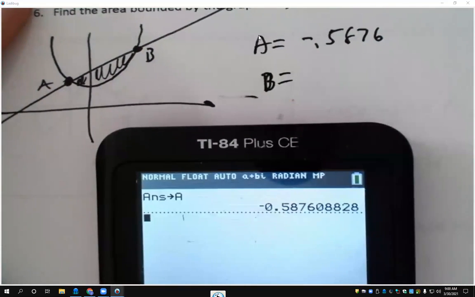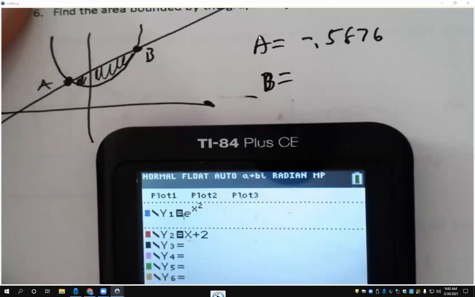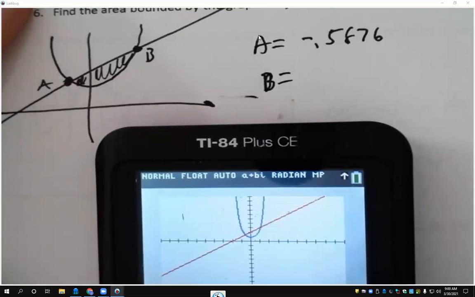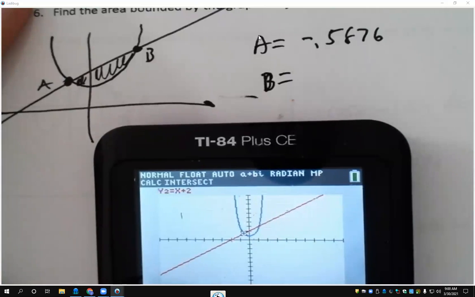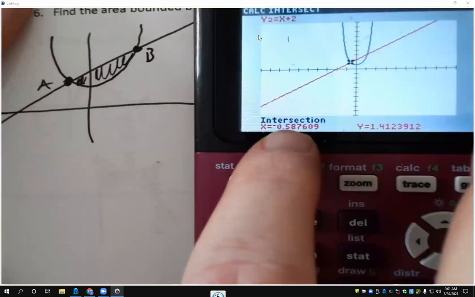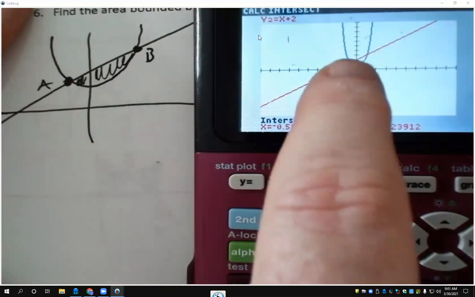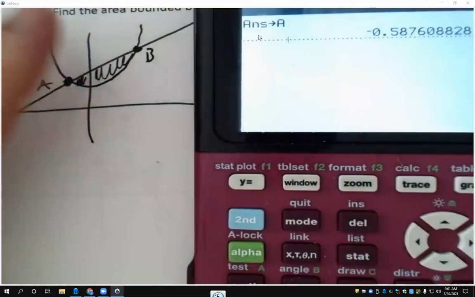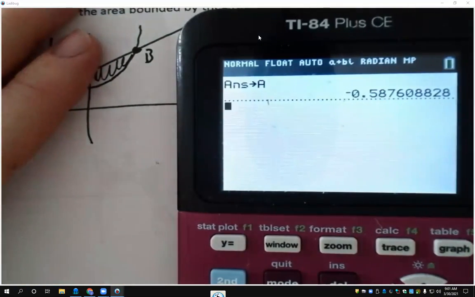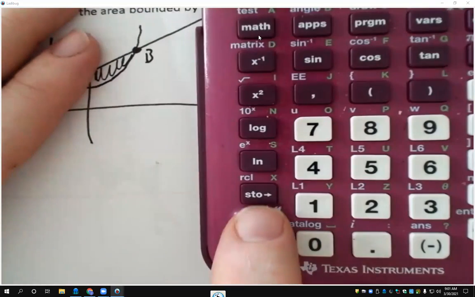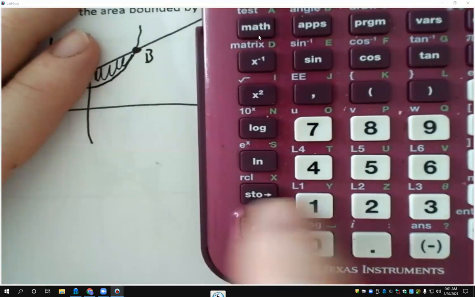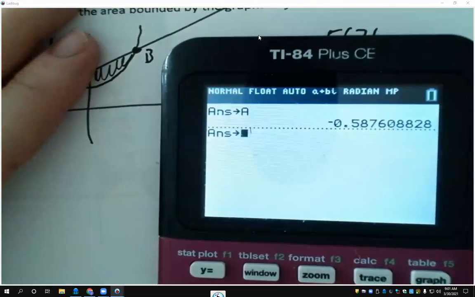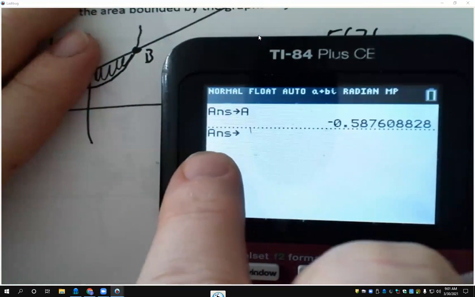Can you show me how you stored A again? Yeah, how you store A. So once you're in your graph and you find your point, okay, so we've found the intersection point. Okay, it's written right down here. That's the X value of my intersection. I'm immediately going to quit. So second mode to go to the home screen and then just hit store, which is right here next to the 1. You hit store and we'll say answer. We're going to store the answer.